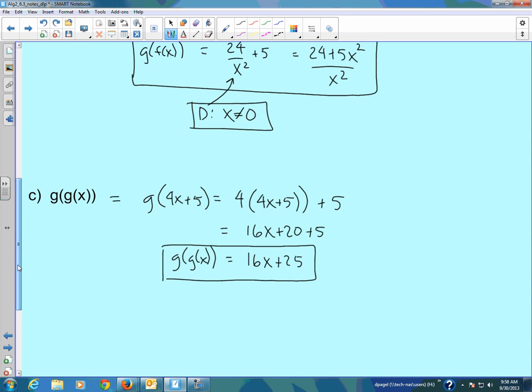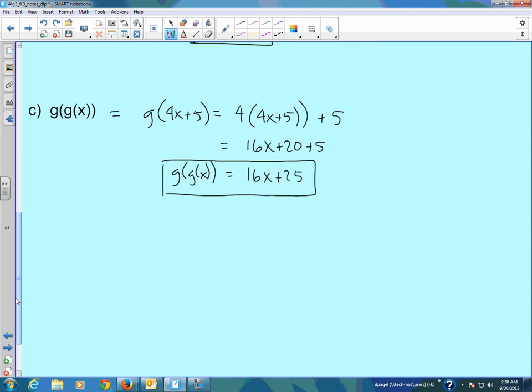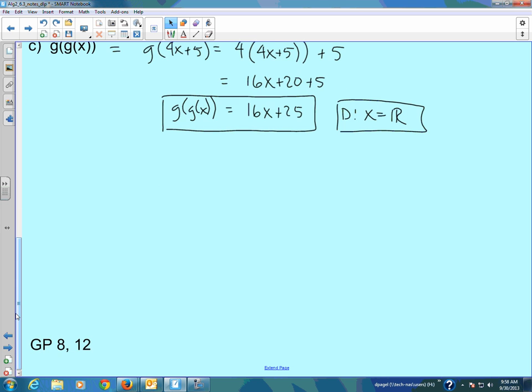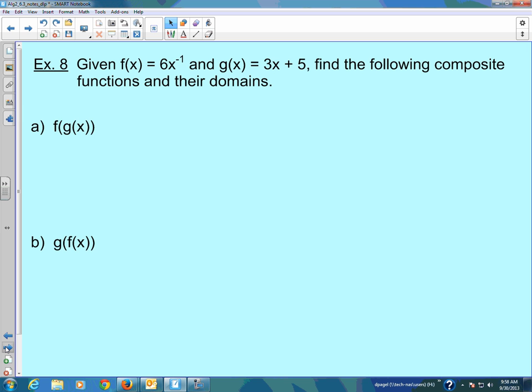Now we had a linear function going into a linear function, and here I don't have any denominators to work out, so I can say that my x is equal to all reals for this linear function that I get as a result. All right, there we are, plugging in composites. Let's try a couple more here.